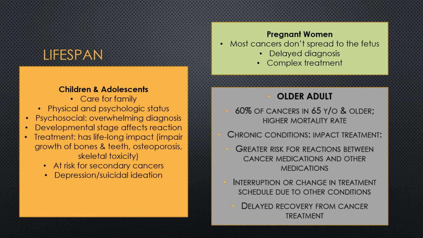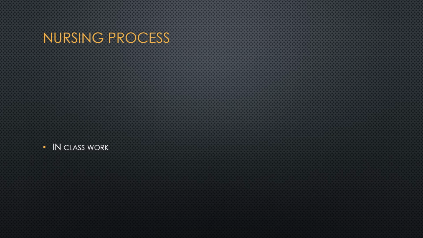Older adults: 60% of cancers are in those 65 years and older, and they do have a higher mortality rate because of chronic conditions or added comorbidities, and the chronic conditions impact their treatment. There is a greater risk for reactions between cancer medications and other medications, and there may be an interruption or a change in their treatment schedule for their cancer because of other medical conditions. They have a delayed recovery from cancer treatment, and we will work on the nursing process in class.